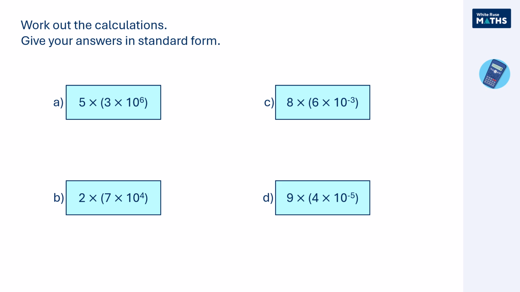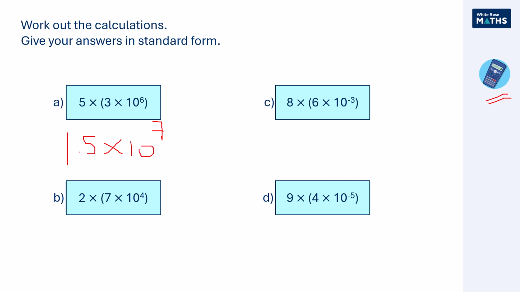Okay, next part. If you want to, guys, obviously pause it here, try it on your calculator, and then press play when you're ready. Okay, part A, 5 times 3 times 10 to the 6. So 5 times 3 here makes 15 times by 10 to the 6. Okay, that's not standard form. So I'm going to change it now by making that 1.5 and adding 1 to the power. So it's 1.5 times 10 to the 7.